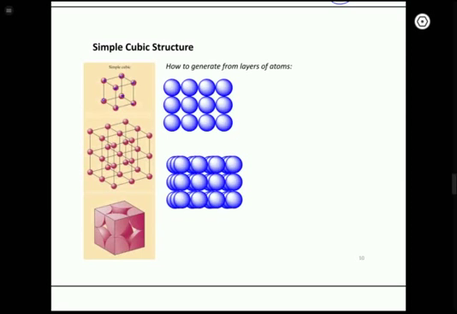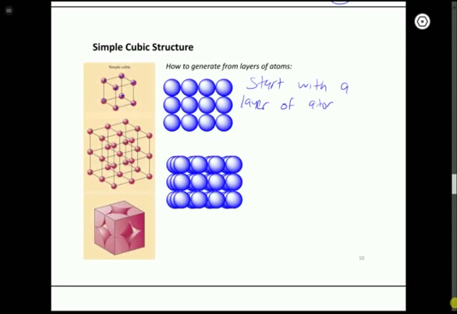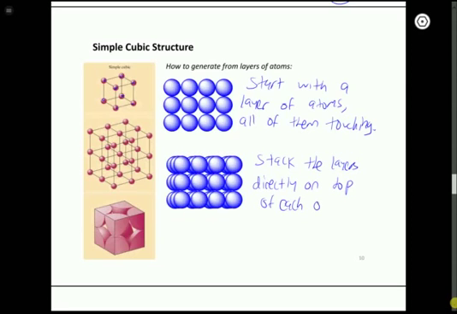Now let's think about how we can build these from layers, because it's sometimes helpful to think about how we generate these three-dimensional structures by taking layers of atoms and stacking them on top of each other. If we start with a layer that looks like this, where we have a row of atoms all touching each other, and then each successive row is immediately underneath that, we're going to start with this layer where all of the atoms are touching. And then we're going to take the next layers and just stack them immediately on top of that, so directly eclipsed on top of the first layer.